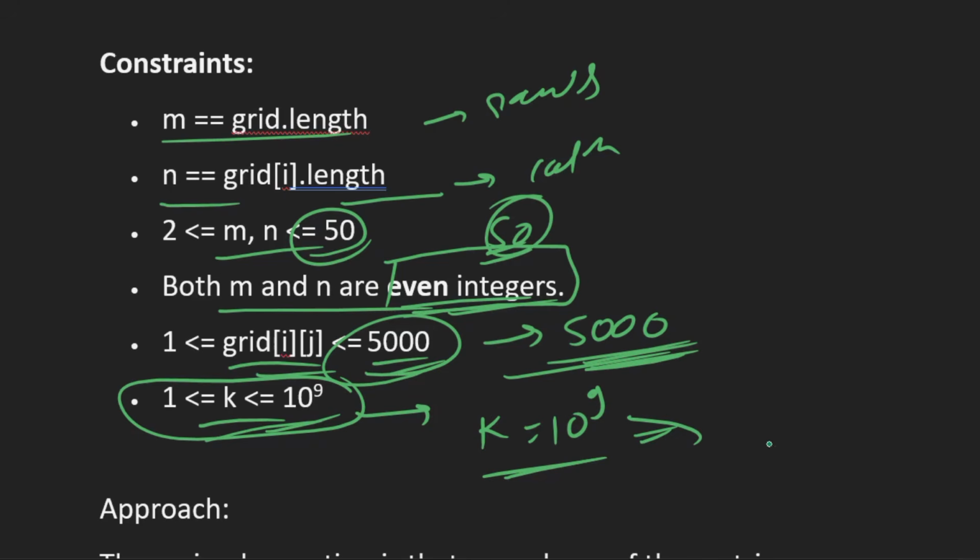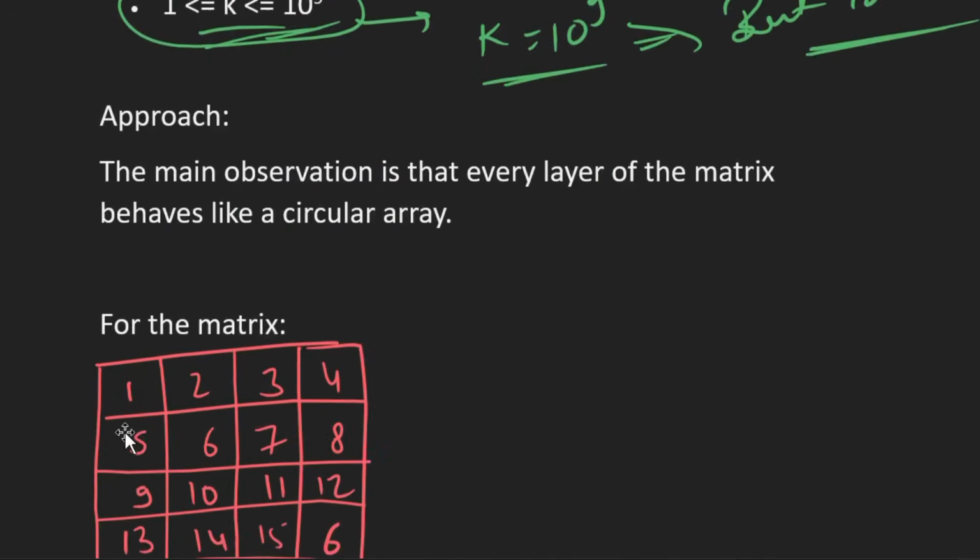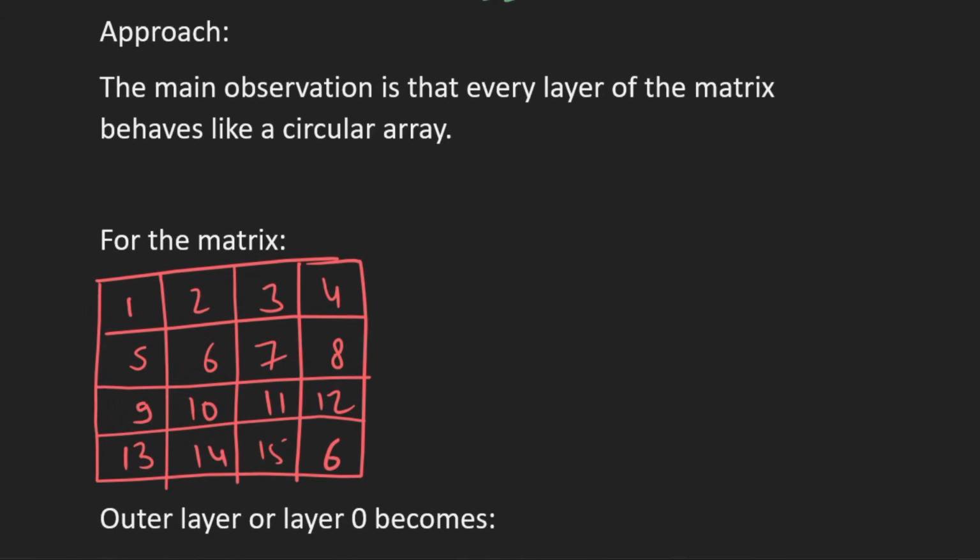This is so big, but in the solution we reduce it. We'll see later how we'll be reducing k. So let's see the approach part. Basically, our main observation is that every layer of the matrix behaves like a circular array.